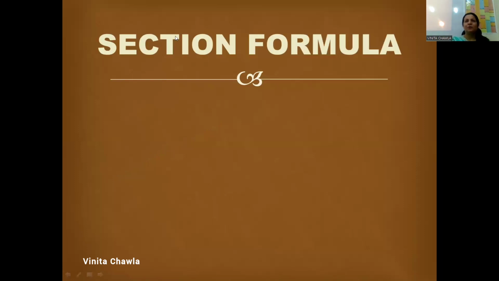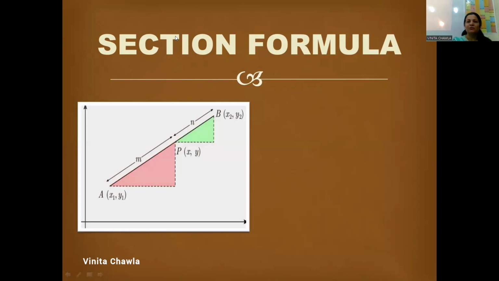Next, we have section formula. In section formula, we find the coordinates of a point which divides the line joining 2 points in a fixed ratio. We had chosen m is to n and k is to 1 in class 10, right? So here we are taking m is to n ratio. So we have A and B as the 2 points, and P is the point, and this point P divides the line segment AB in the ratio m is to n. So we can easily find coordinates of P using section formula.